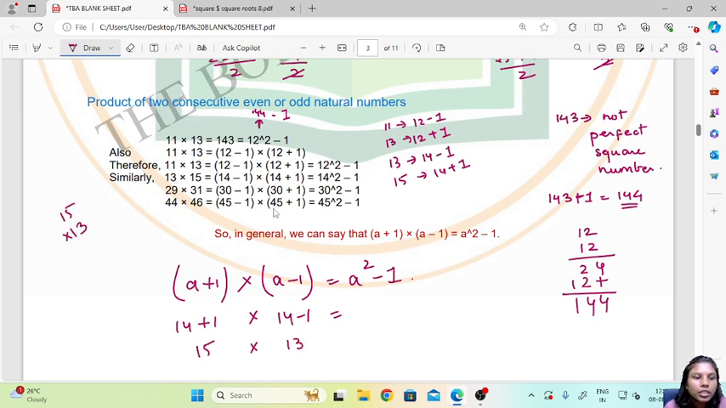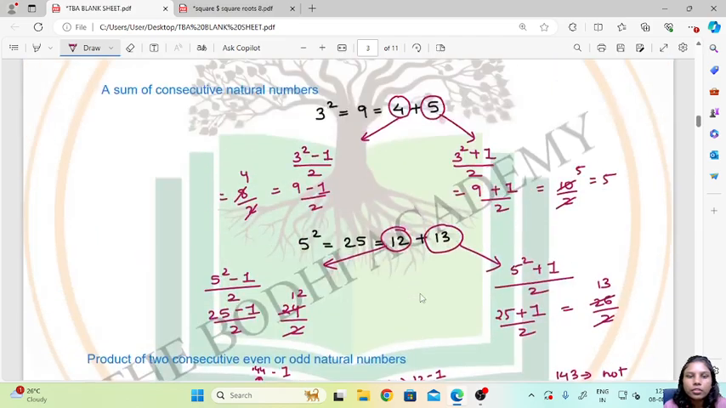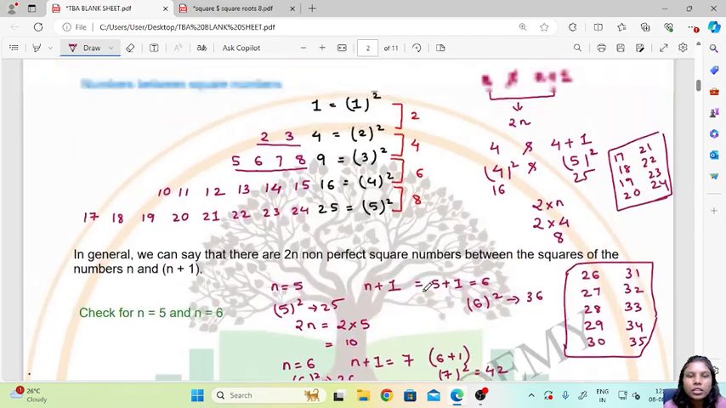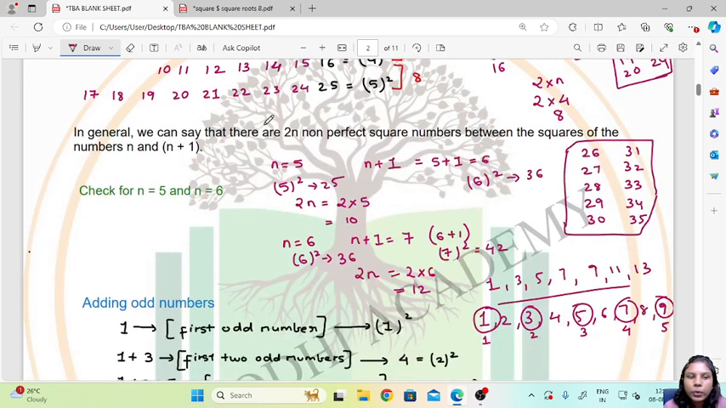15 into 13. 5 3s are 15, 3 1s are 3, plus 1 is 4, so 195. So 195 minus 1 is 194.